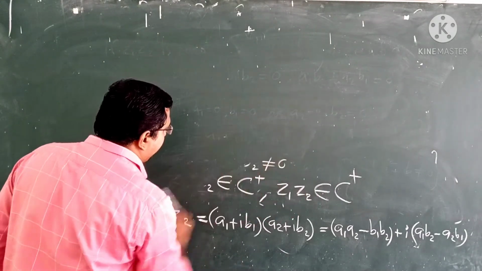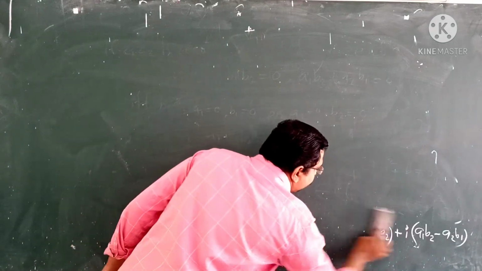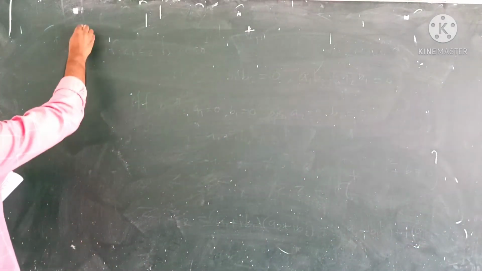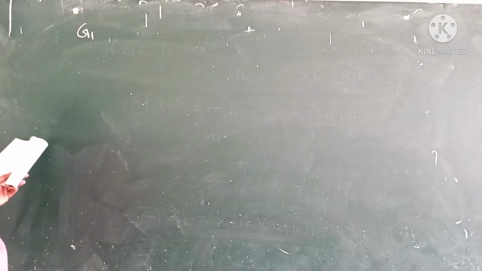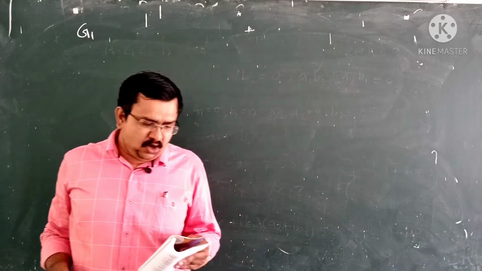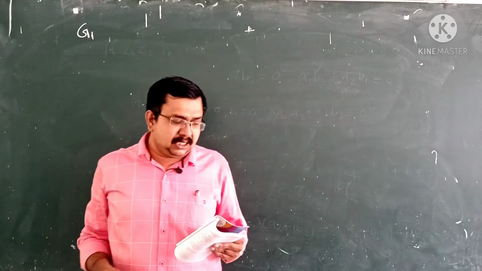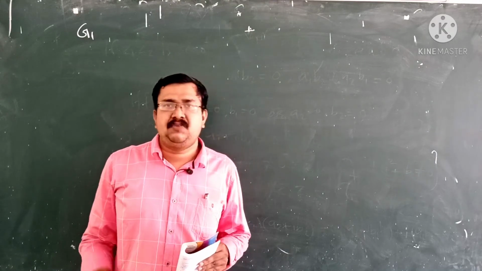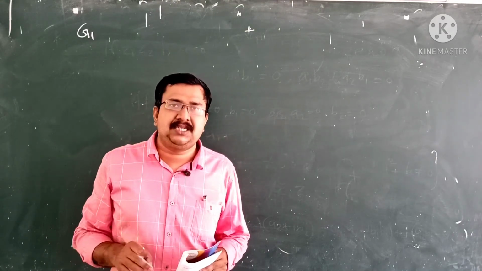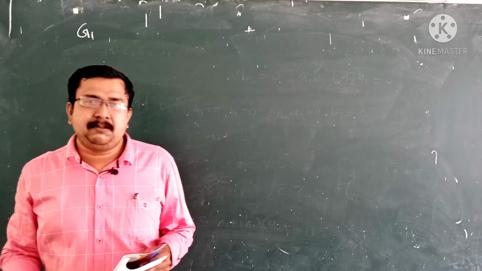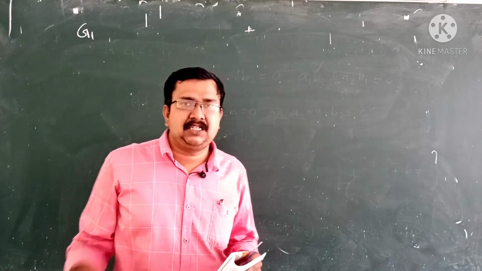First one is G1. First we are proving the first axiom, that is G1. We know that the multiplication of complex numbers is always associative.